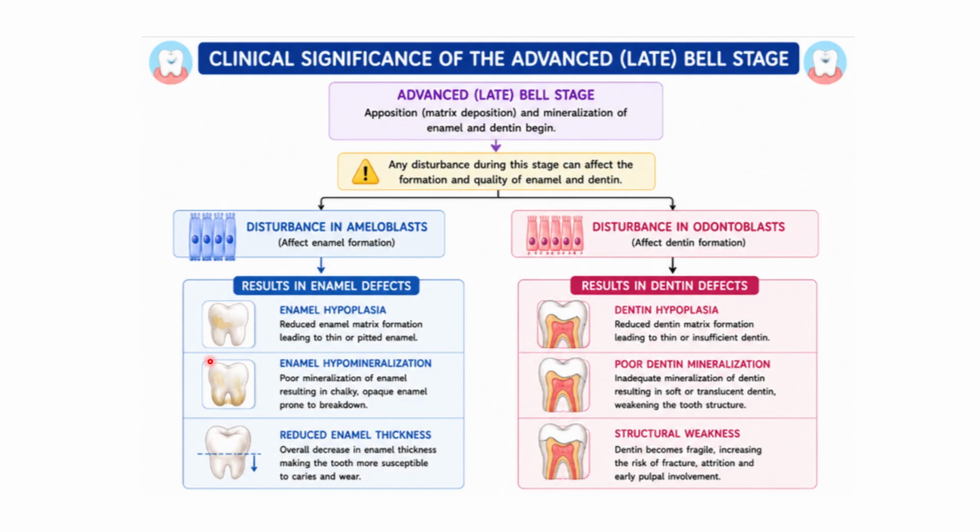Coming to the clinical significance of the advanced bell stage, we can see that the apposition and mineralization of enamel and dentin begins in this stage. So any disturbance during this stage can affect the formation and quality of enamel and dentin. Any disturbance in ameloblasts will result in enamel defects such as enamel hypoplasia, enamel hypomineralization, and reduced enamel thickness. And any disturbance in odontoblasts can result in dentin defects such as dentin hypoplasia, poor dentin mineralization, and structural weakness.